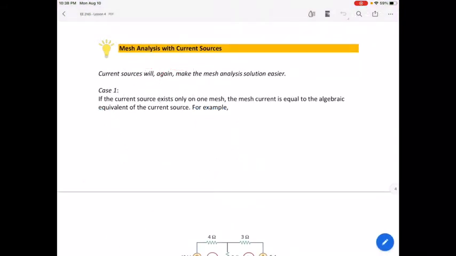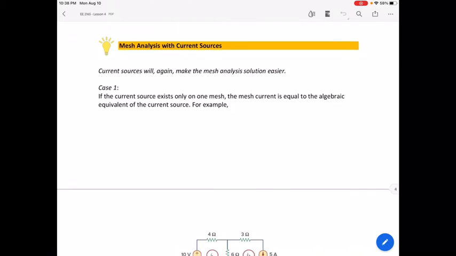Now that we've already discussed mesh analysis, the next thing that we will discuss is mesh analysis with current sources. If we have nodal analysis with voltage sources, we also have mesh analysis with current sources. And again, it will make the mesh analysis quite easier.